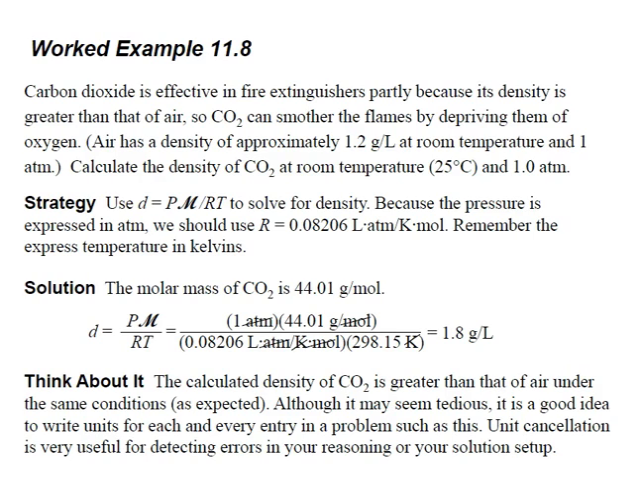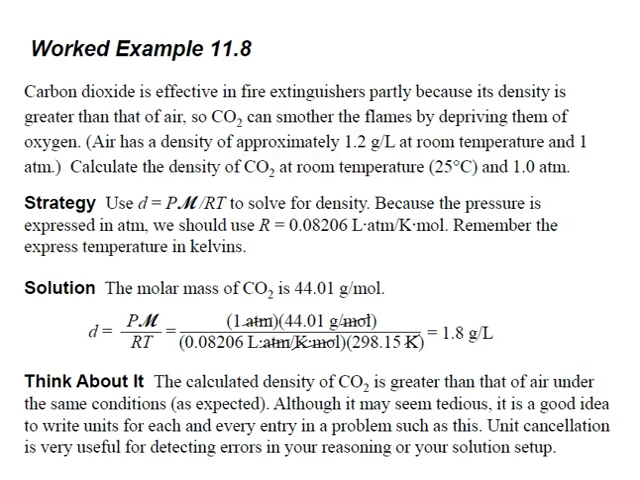because its density is greater than that of air. So carbon dioxide can smother the flames by depriving them of oxygen. It gives the density of air, which has a density of around 1.2 grams per liter. That's at room temperature in normal sea level atmosphere, which is 1 atm.